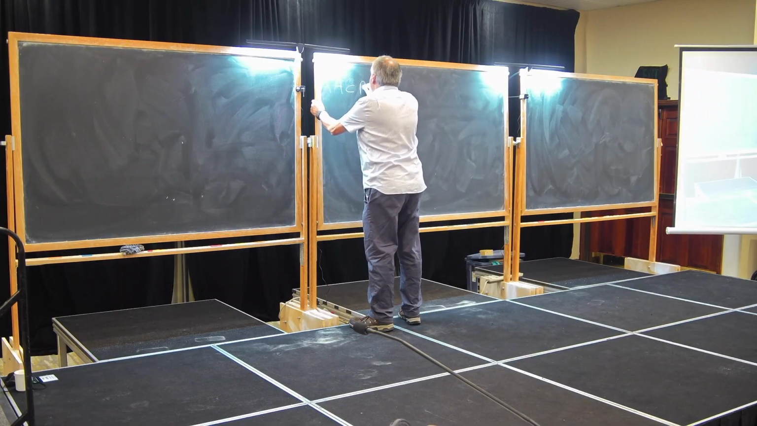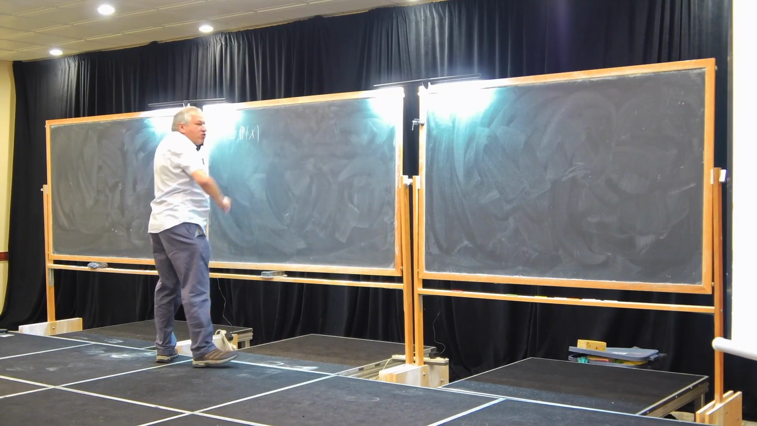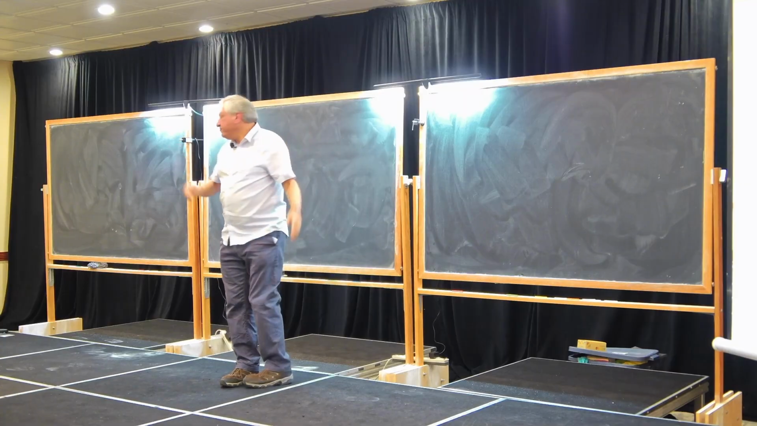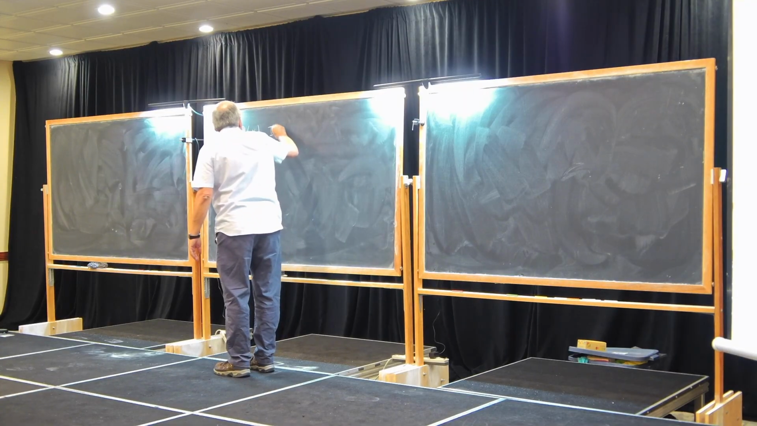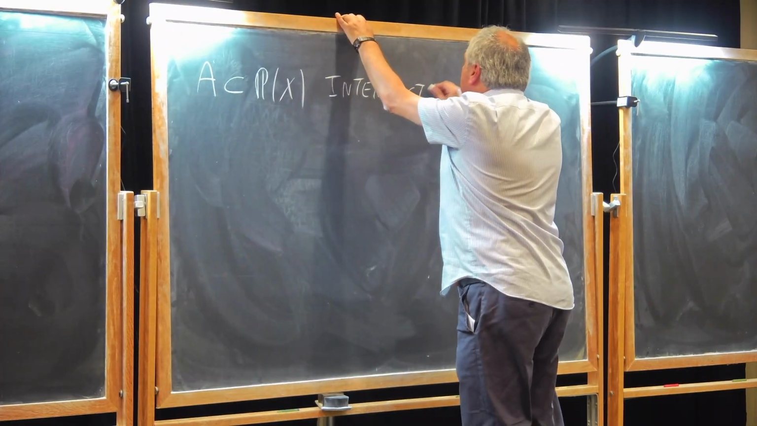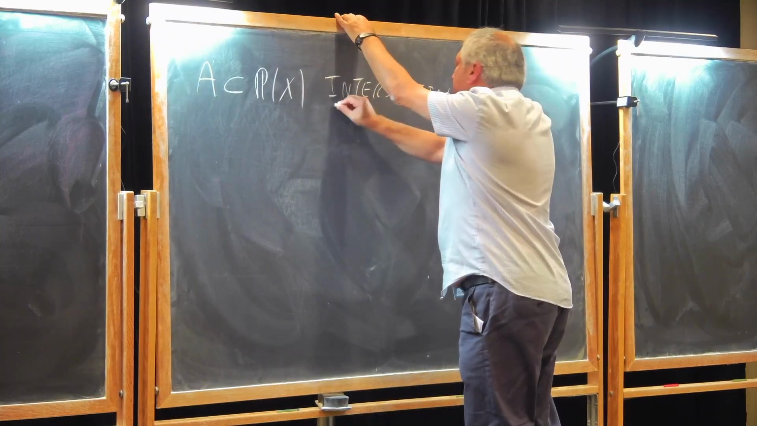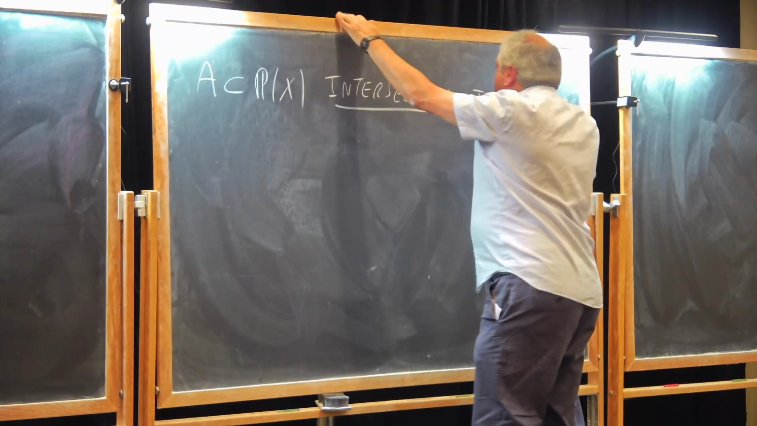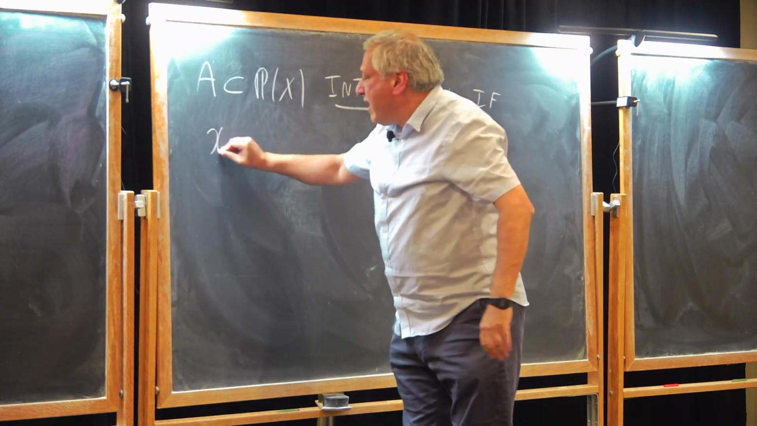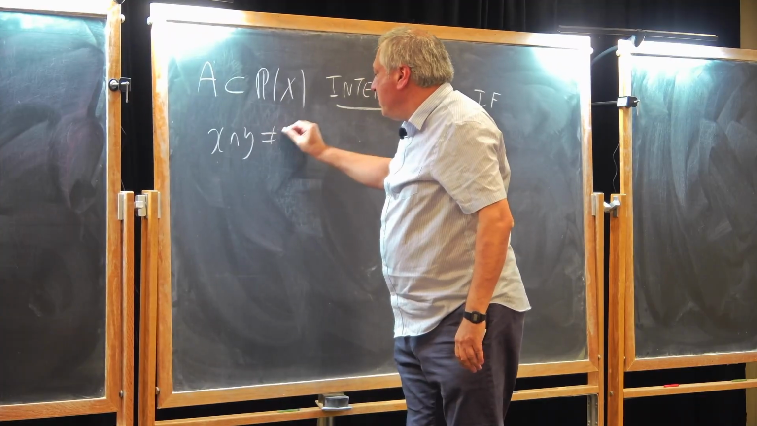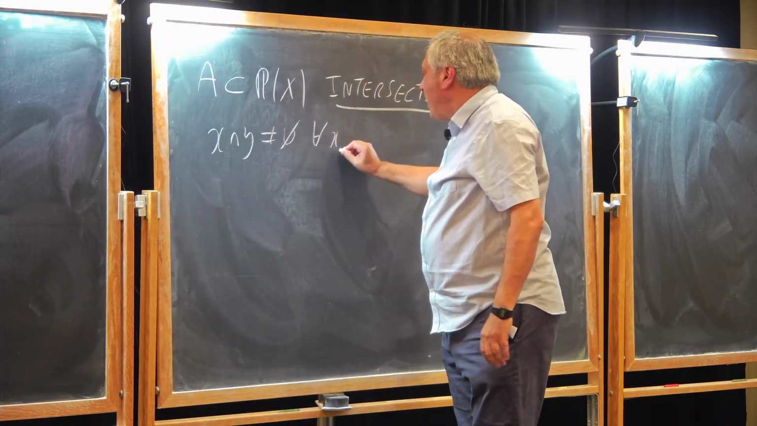A family A living in the power set of X. Remember, as always, X means 1 up to n. It's intersecting if any two sets meet: X intersect Y isn't empty, for any X and Y in A.